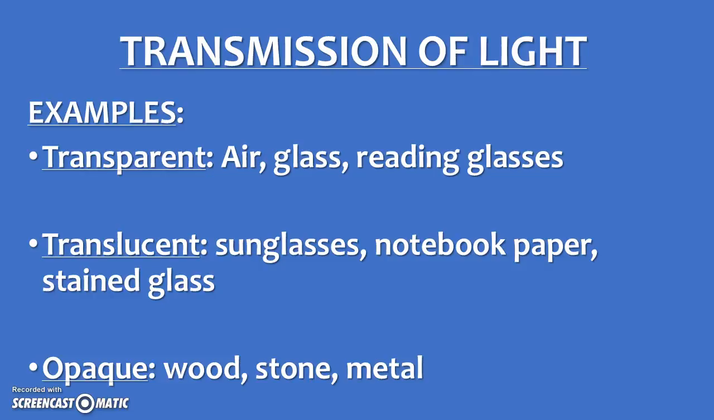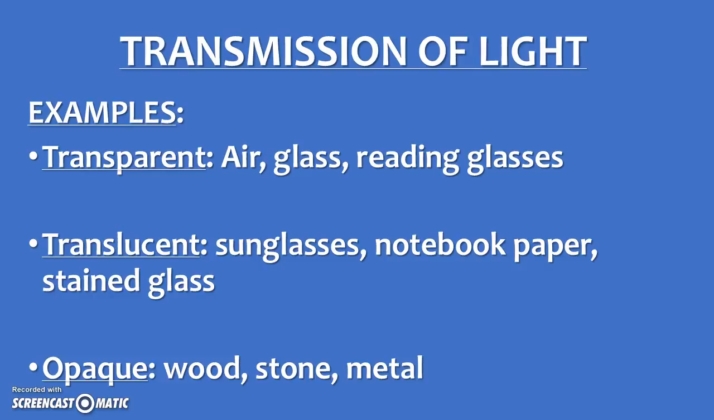Some examples of transparent objects would be air, glass, and reading glasses, because all of the light is able to get through it. Some examples of translucent objects would be sunglasses, notebook paper, and stained glass, because some light is allowed through, but not all of it. That's why sunglasses are useful, because that's the point of them, to only let some light go through, not all of it. And opaque means that not much gets through at all. An example of this would be stone, metal, wood, objects that light really can't pass through because they just absorb it or they reflect it.